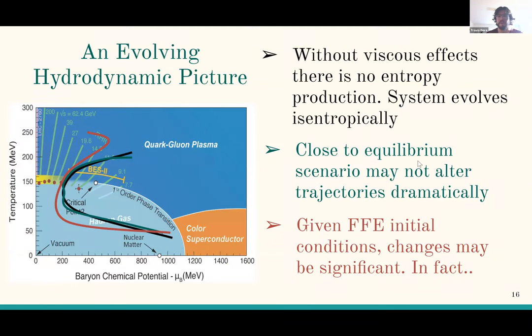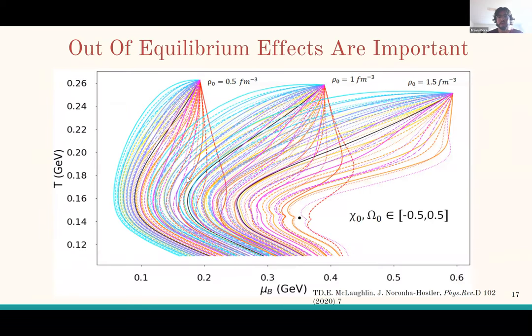So now we have an evolving picture of hydrodynamics, right? Without viscous effects, there's no entropy production, and the system evolves isentropically. Post equilibrium, the scenario might not alter too dramatically if the system is close to equilibrium. The trajectory might follow closely to an isentrope, but given far from equilibrium initial conditions, the changes might be significant in our traversal through the phase diagram. And one has to keep this in mind because they're actually quite important.